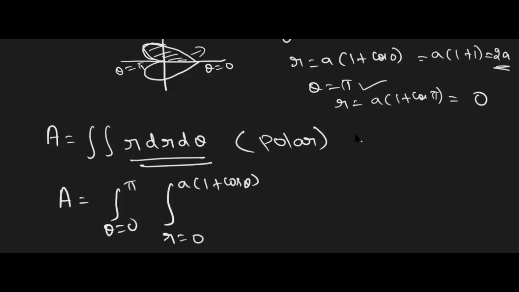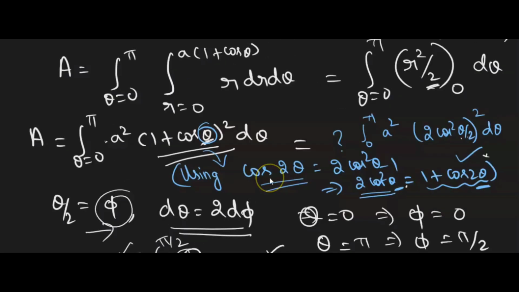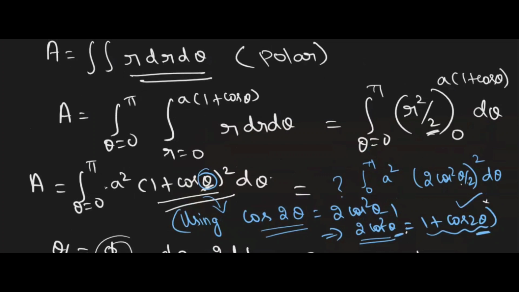Because what is the equation of the cardioid? a into 1 plus cos theta, so r dr d theta. If I integrate r, then I will get r square by 2 and the limit is 0 to a into 1 plus cos theta, and outside we have d theta. So once we got r square by 2, we will substitute the upper limit, that a into 1 plus cos theta, and after substituting the upper limit, we will get a square by 2 outside, 1 plus cos theta the whole square d theta.